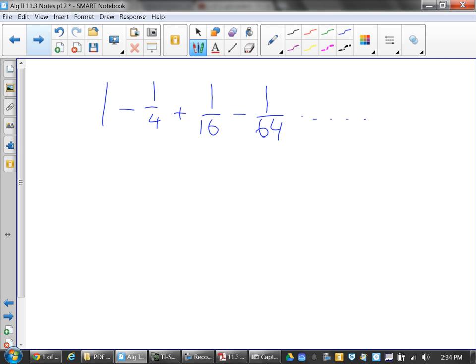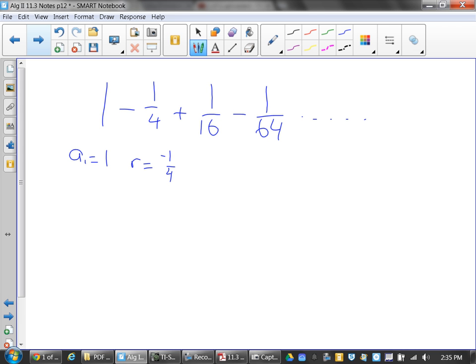I want to find the sum of this infinite geometric sequence, which means the only things I have to figure out are, first of all, what my first term is and what my rate is. 1 is your first one. My first term is 1, and my rate, what am I multiplying everything by? Negative 1/4. What is the absolute value of negative 1/4? Is that less than 1? Yes.